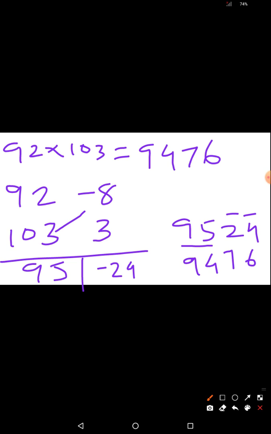So this is very easy, right? Compared to your traditional method, where you have to do 2 multiplications, then the proper alignment, addition, all those things you have to do. Okay, so now this is easy. Okay, let's do some more examples. So our next question is 1029 into 991.